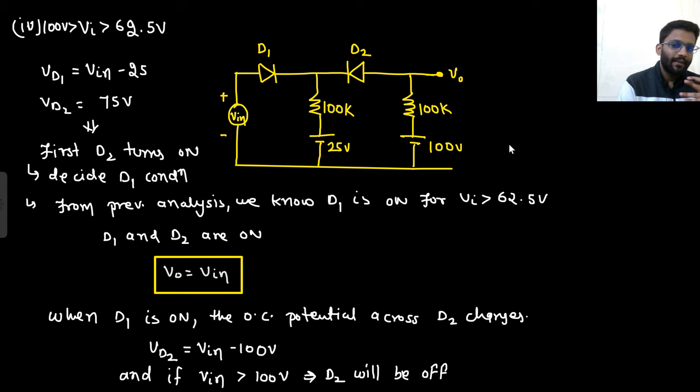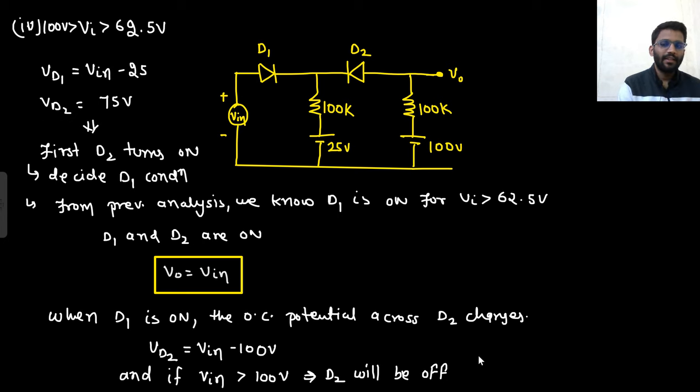Now, what is your VD1? VD1 is Vin minus 25 volt. So with increasing Vin, VD1 is increasing. But VD2 is constant. Open circuit VD2 is constant. If you increase Vin, VD1 will increase, but VD2 is constant. So when Vin is greater than 100, VD1 will become greater than 75. And if it becomes greater than 75, that means it will be the deciding one.